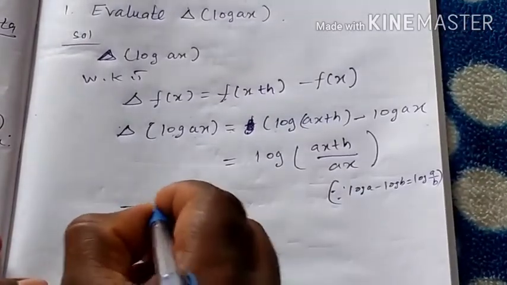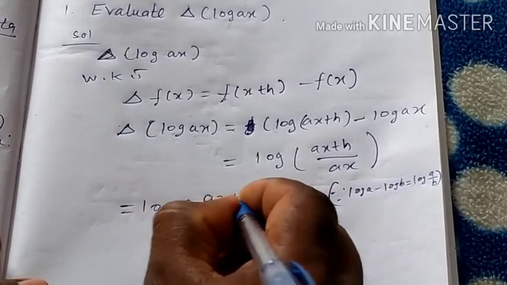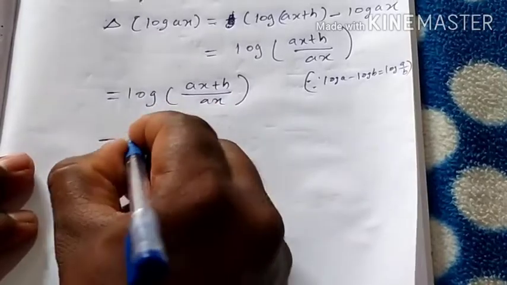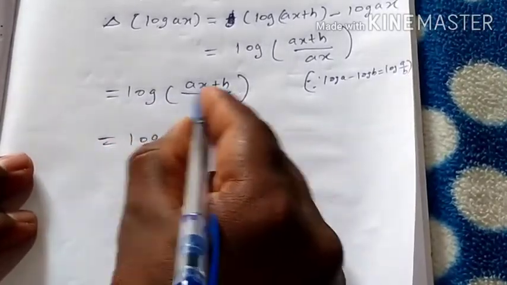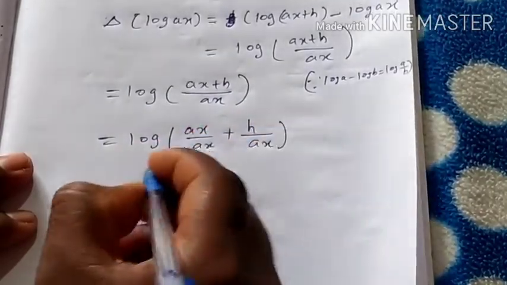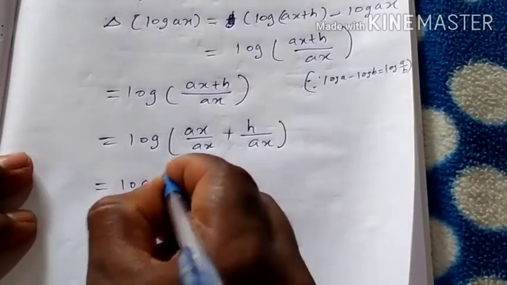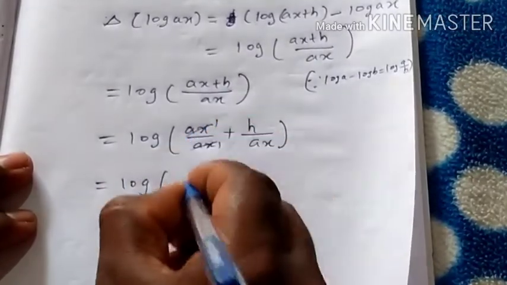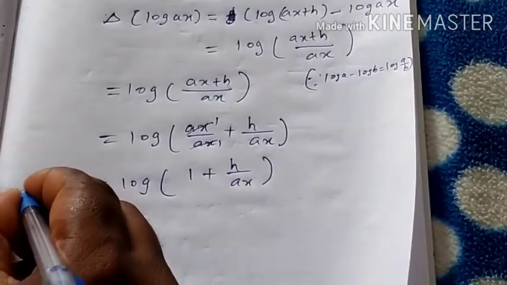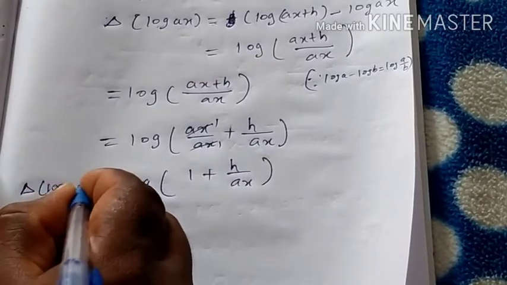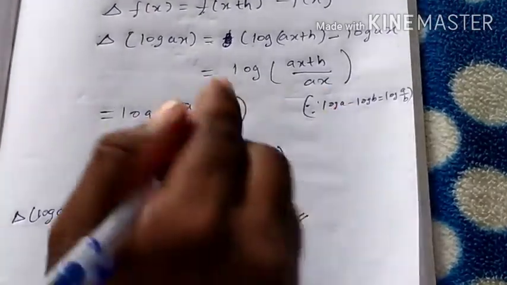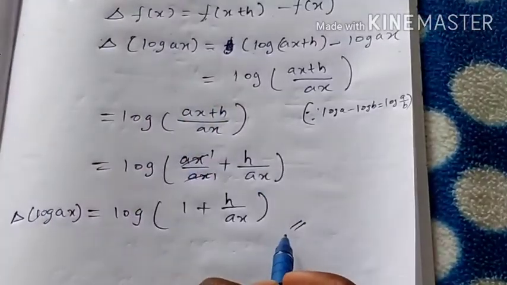Which is equal to log of A(x plus h) divided by Ax. Then, Ax is common for both the terms, so A x divided by Ax plus h divided by Ax. Which is equal to log of 1 plus h divided by x, since Ax is cancelled one time. That's all. Therefore this is the delta of log Ax value. Have you understood? Use the forward difference operator formula to solve the sum.